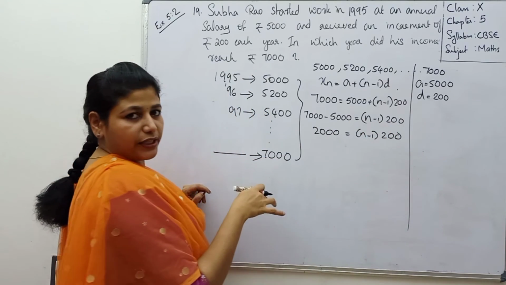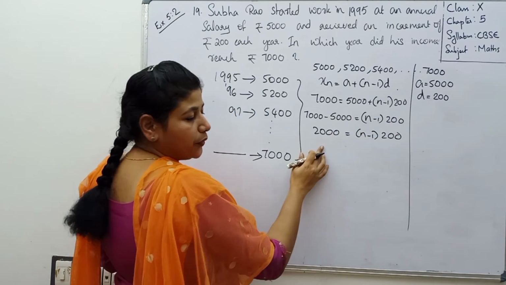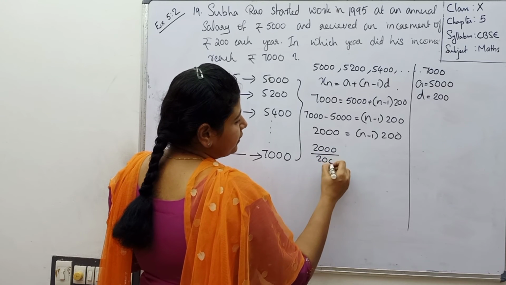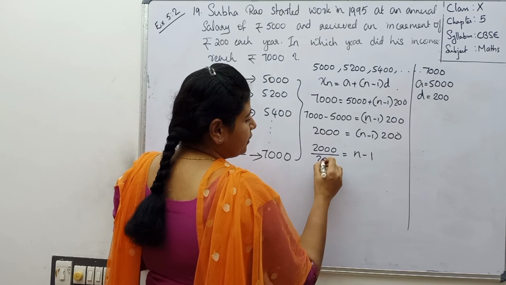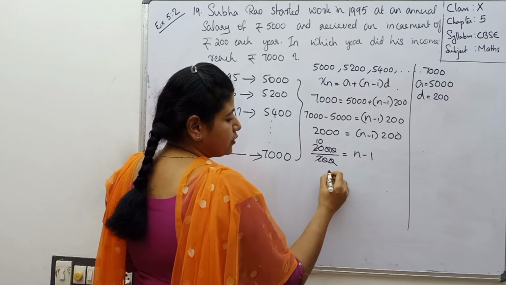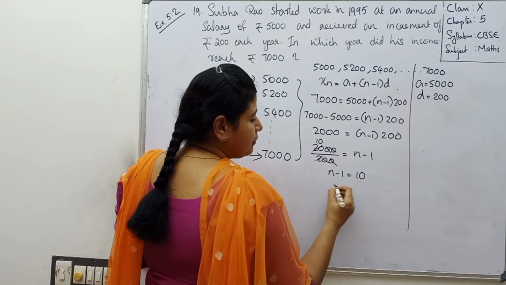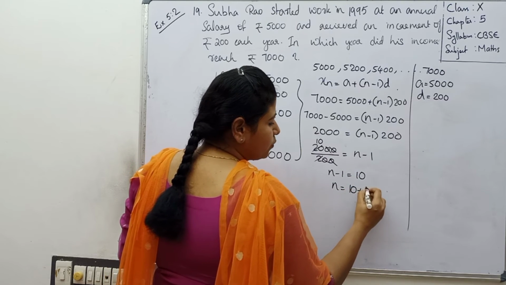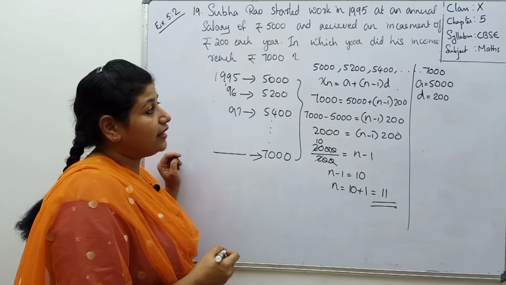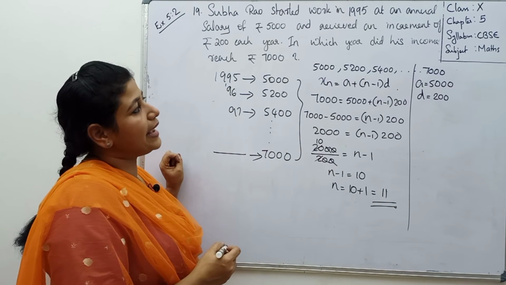We can take this 200 to this side. So ഇങ്ങോട്ട് എടുക്കുമ്പോൾ ഡിവൈഡ് ചെയ്യണം. സോ 2,000 by 200 equal n minus 1. We can cancel these two zeros and 20 by 2 is 10. So n minus 1 equal to 10 means n equal to 10 plus 1 which is equal to 11. So on the 11th year he will get rupees 7,000 as his annual income.